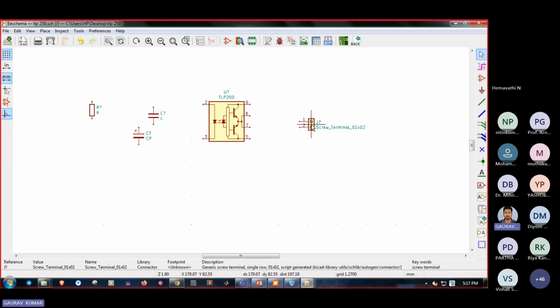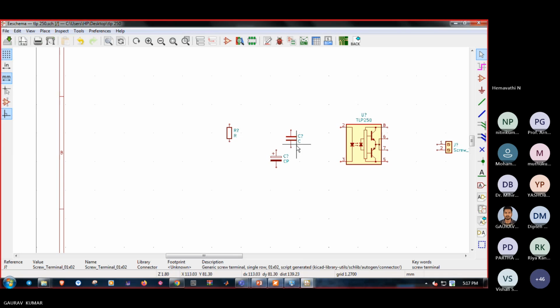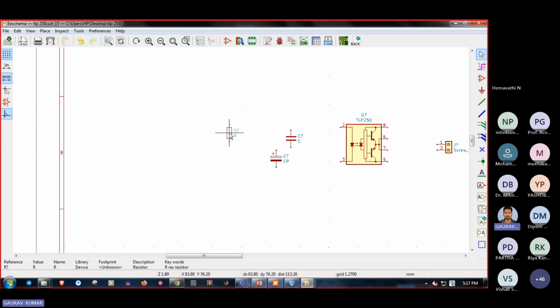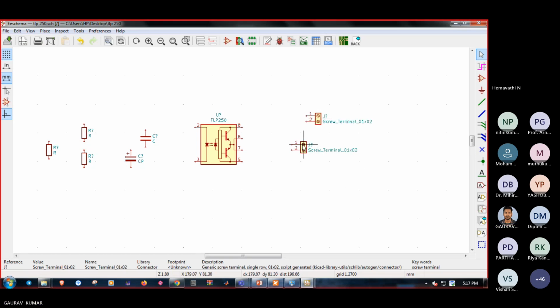When we go to the R resistor, then press C, then it will be copied. Then you have to just press here. Then again you have to press C to copy and come here. Now we want three screw terminals, so we have to press C to copy. Then we press C again and it is copied again. Now we have to connect it.